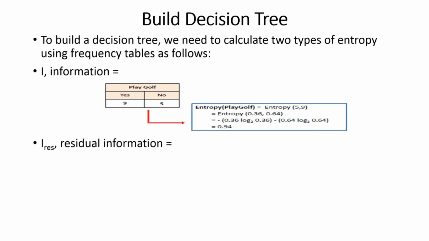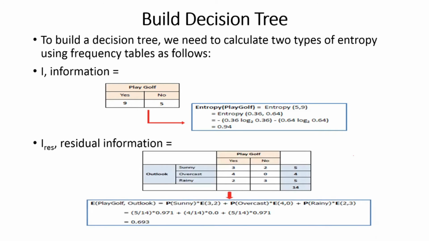Similarly, we need the residual information for an attribute. Right now, we are considering outlook as the attribute for extracting the residual information. Outlook has 3 levels: sunny, overcast and rainy. For each of the levels, the play golf yes and no counts are represented.